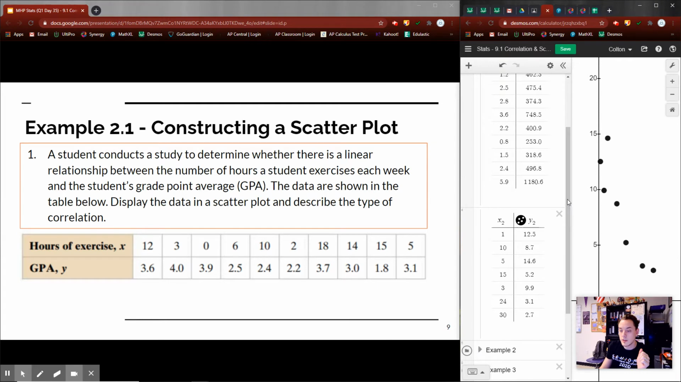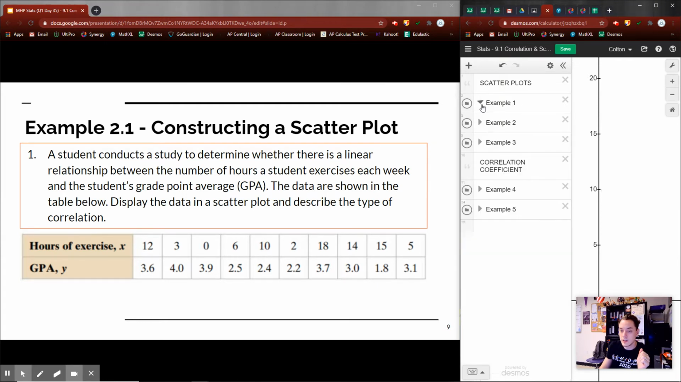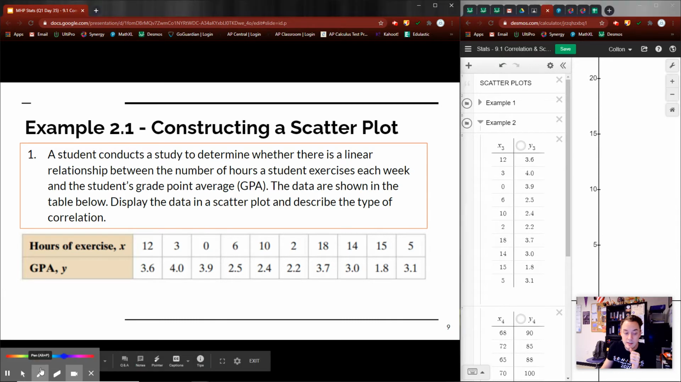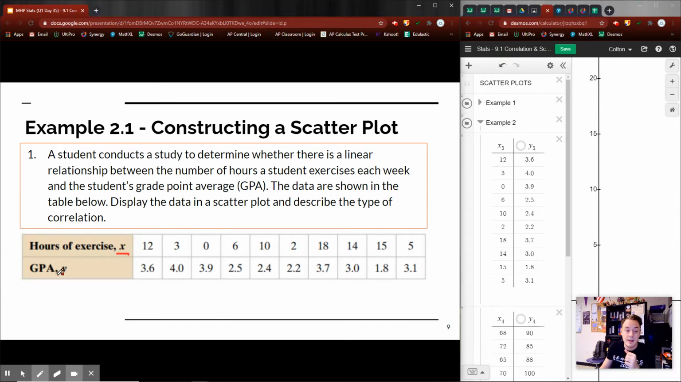So 2, I'm going to click on that, go over here, and let's go to example 2. A student conducts a study to determine whether there is a linear relationship between the number of hours a student exercises each week and the student's GPA. So these are my X's for hours of exercise. My GPA is my Y's. Let's see if they're correlated. I have them all listed right here.